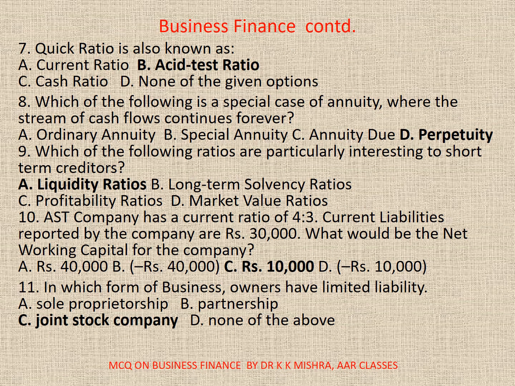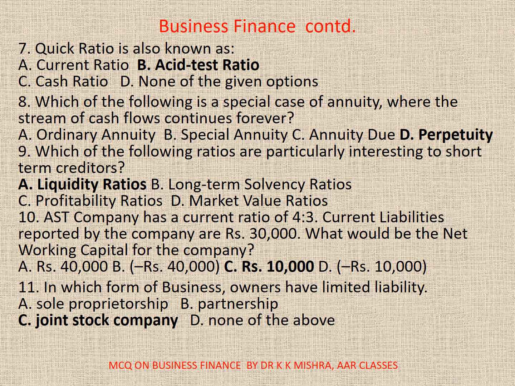Question number 7. Quick ratio is also known as A. Current ratio, B. Acid test ratio, C. Cash ratio, D. None. Correct option is B. Acid test ratio.